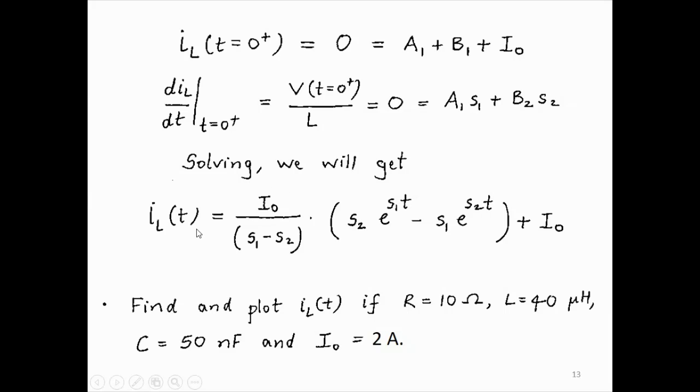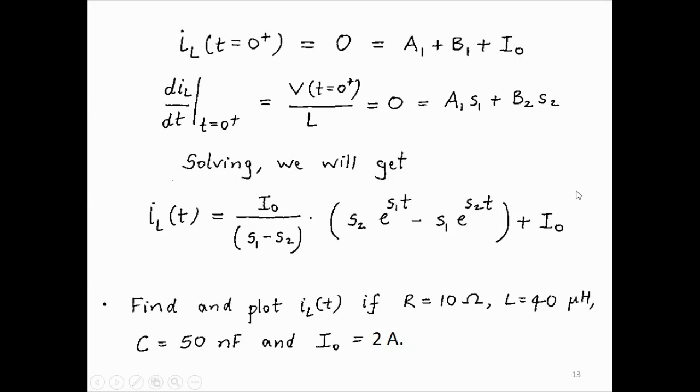So we'll get the answer as I_L of t equal to I0 by (S1 minus S2) into [S2 e raised to S1 t minus S1 e raised to S2 t] plus I0. The I0 is there. So this is A1 and this is B1. Alright, so we found the solution for I_L of t.